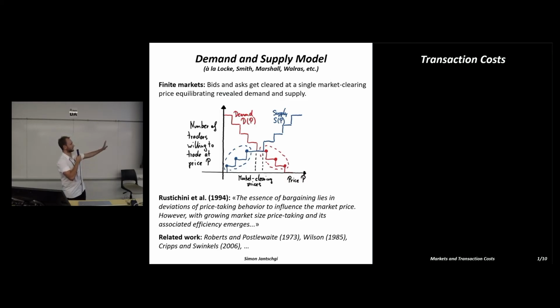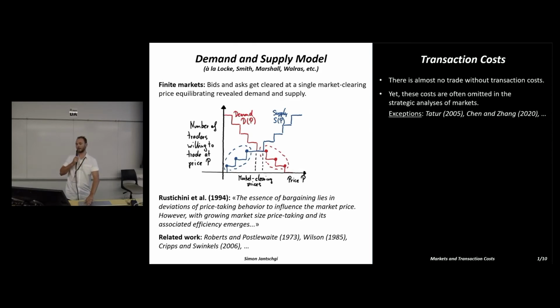So this is basically the starting point that we're going to look at, and we want to see if transaction costs actually mess with this very famous result. I will hopefully convince you in a second with a few examples that there is almost no trade in today's economy without transaction costs. Yet, surprisingly, these costs have often been omitted in the strategic analysis of markets. There are some notable exceptions, but they all focus on some very niche cases and very specific transaction costs and do not ask the overall question that I will show you in a second.